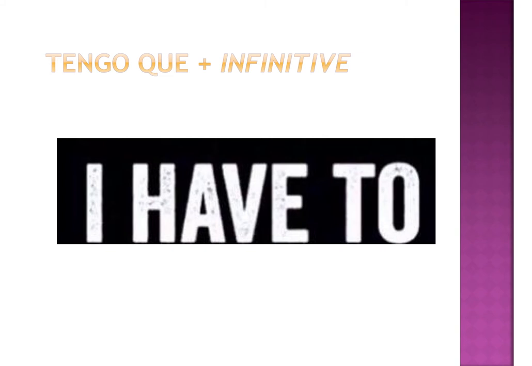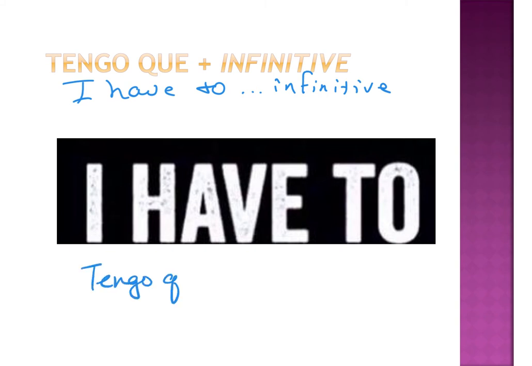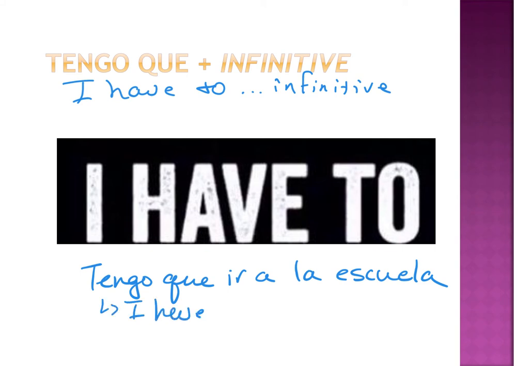Tener, or tengo que, and then an infinitive means I have to. I have to, and then the infinitive. Right? So maybe you have to go to school. Tengo que ir a la escuela. That means I have to go to school. All right? So tengo que means I have to. And then it takes an infinitive. That's an important part. But I have to, and then the meaning of the infinitive.